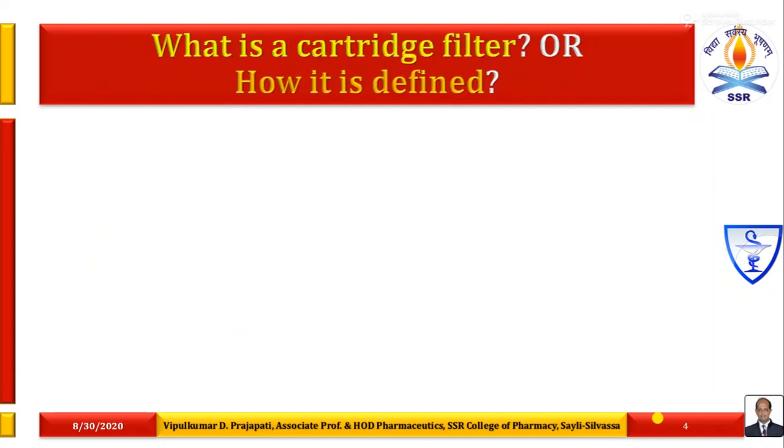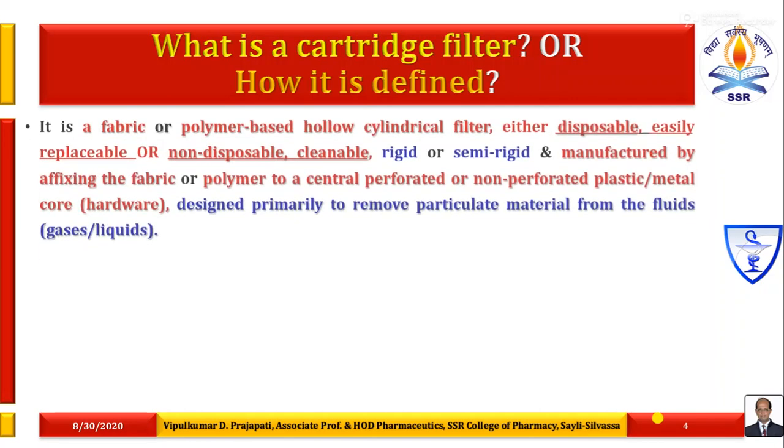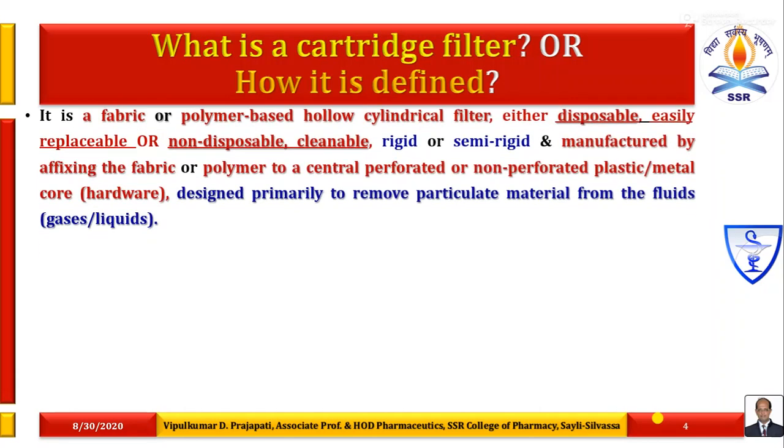What is a cartridge filter or how is it defined? It is a fabric or polymer based hollow cylindrical filter, either disposable, easily replaceable or non-disposable, cleanable, rigid or semi-rigid, and manufactured by affixing the fabric or polymer to a central perforated or non-perforated plastic or metal core. They are designed primarily to remove particulate materials from the fluids, either gases or liquids.